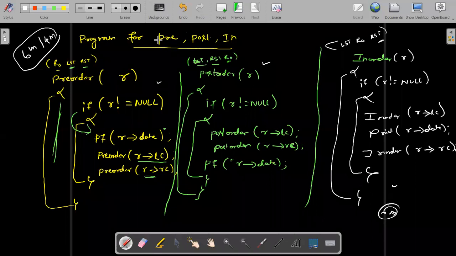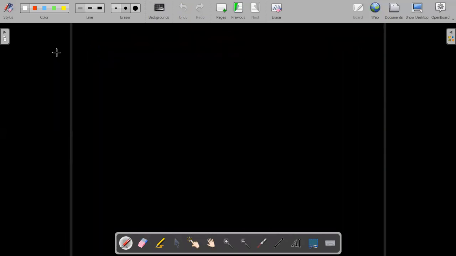Okay, clear. Now, a very, very important concept we will see, which is how we will traverse the tree. Everyone, please observe, this is very, very important. Let's take one tree. I am going to do pre-order first. Everybody see here. Pre-order, I will write neatly everything.